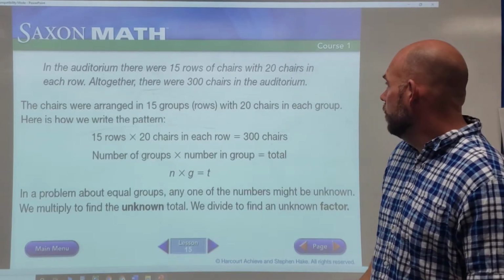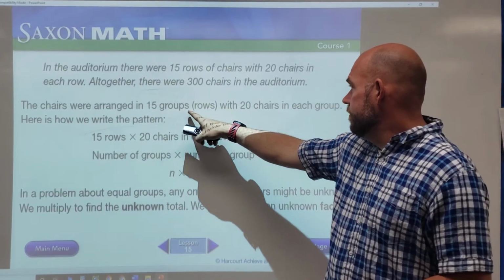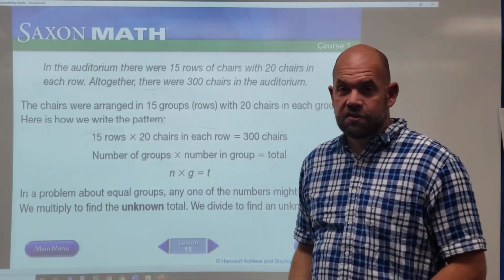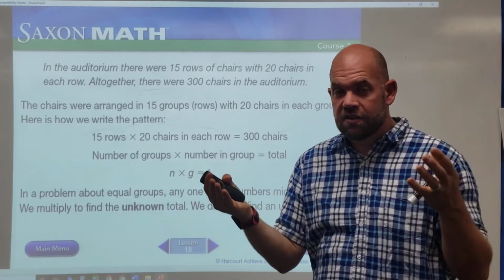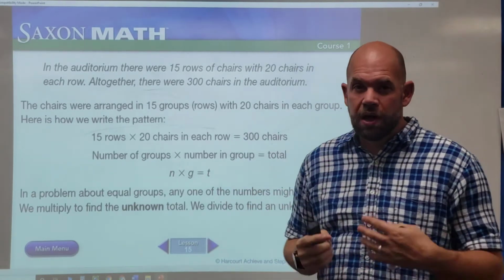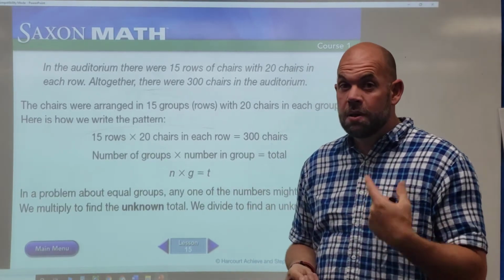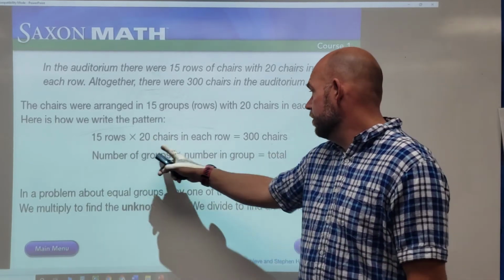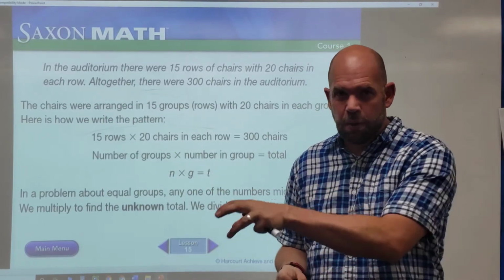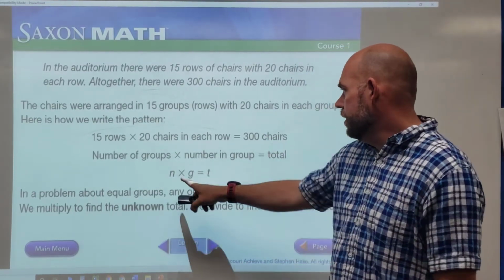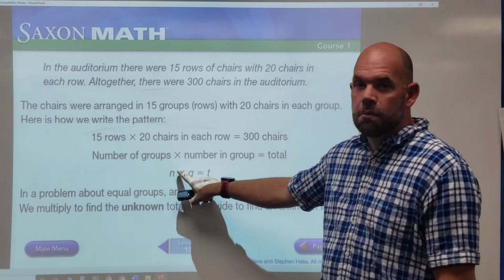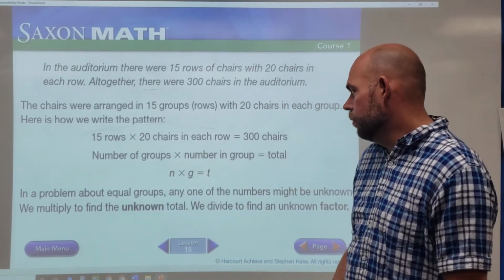So the chairs were arranged in 15 groups or rows with 20 chairs. We're going to set that up as a multiplication. If there's 15 rows with 20 each, that's 15 times 20, to tell us the total number of chairs, which is 300. There's no unknown in this example problem, but we're going to be solving today. So if we said there's 15 rows and 300 total chairs, how many chairs are in each row? We're going to take away part of this equal groups equation. Right now, I just want you to think of number of groups, number in each group, so equal groups. You're going to multiply those together to get the total number, or the unknown.